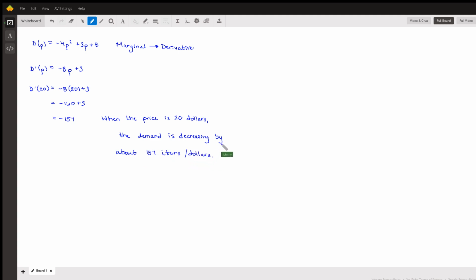Right? And if it had been positive, then we would just change the word decreasing to increasing. But since this is negative, it's decreasing.